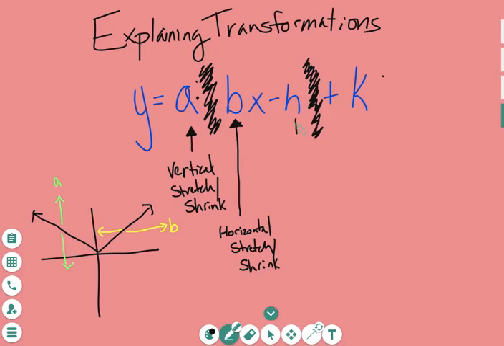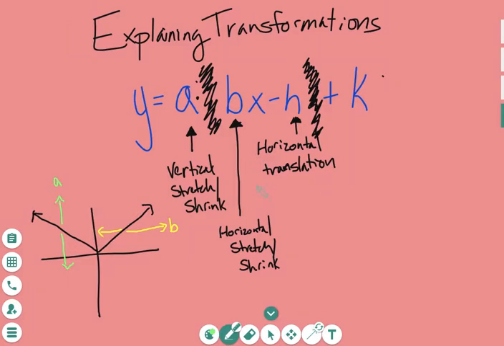Next up would be our h value. So h is inside of the operator, and it's being added or subtracted directly from our bx pair here. This is going to be your horizontal translation, meaning h will move your graph side to side. So it will pick up this absolute value graph and shift it to the left or to the right.